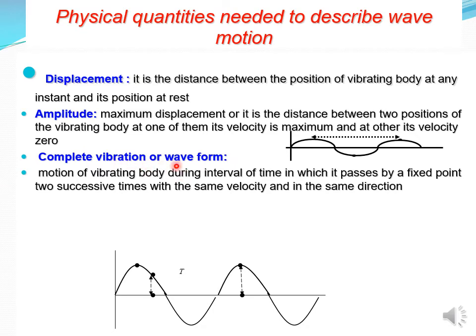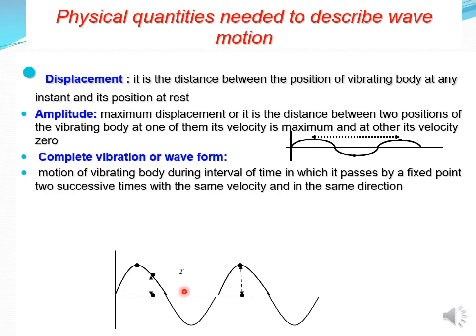Complete vibration or wave motion. A complete vibration or wave motion, it is not a distance, it is a motion. A motion of vibrating body during interval of time in which it passes by a fixed point two successive times with the same velocity and in the same direction. يبقى هنا عندي الكمبليت فايبريشن. كومبليت فايبريشن لما اخد كده ادي بوينت اهي، ادي هنا البوينت moves like that till here.